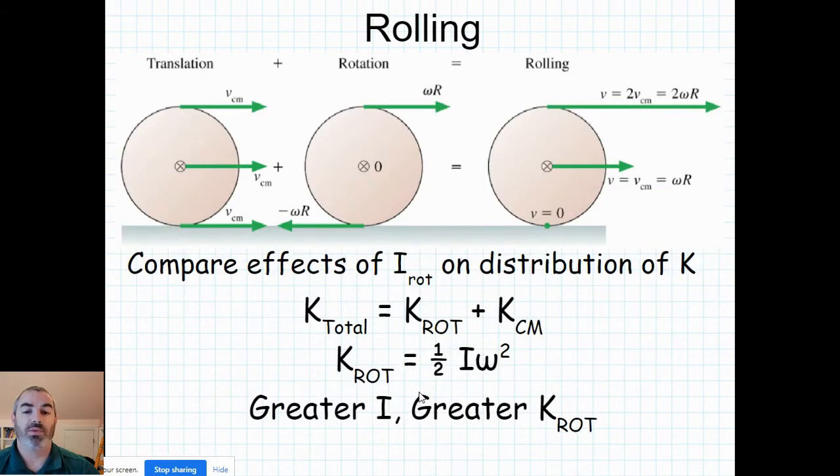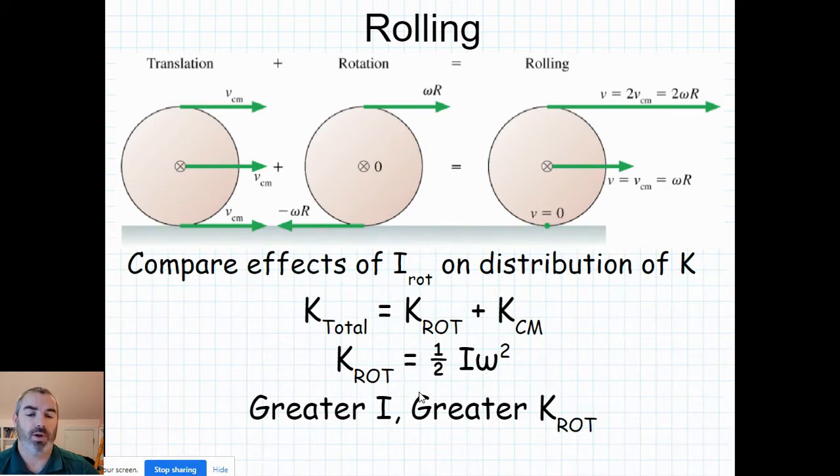So when we compare the effects of the rotational inertia and its distribution of kinetic energy, the total kinetic energy is going to equal the rotational kinetic energy plus the kinetic energy of the center of mass. The greater the I, the greater the rotational kinetic energy, which means the bigger the rotational inertia. We're starting to explain what's going on here with the Great Race and why the results were what they were.